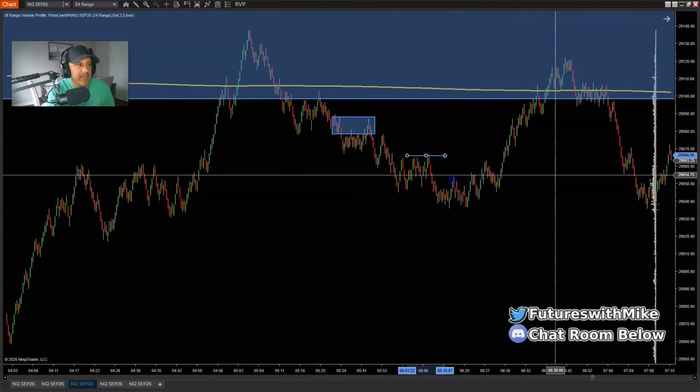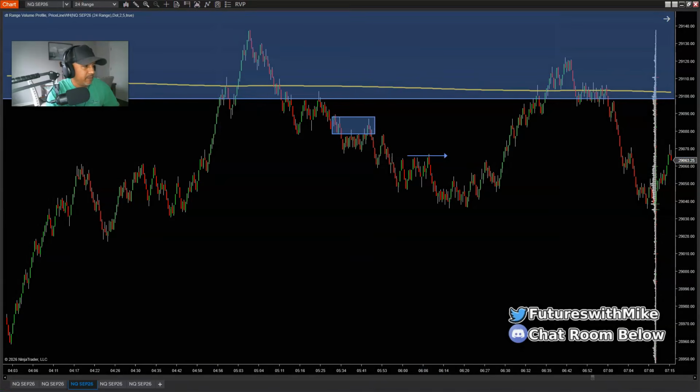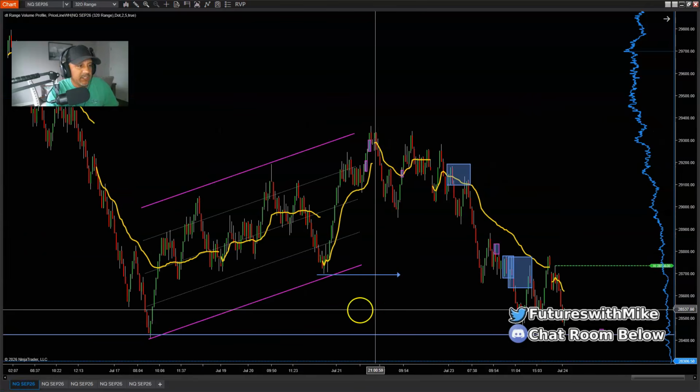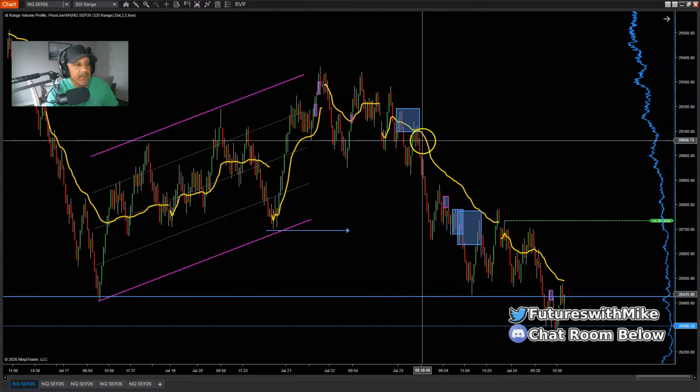Now, what happens from here is the market is just retracing to retest the swing high area from the 320 range bar setup right here.